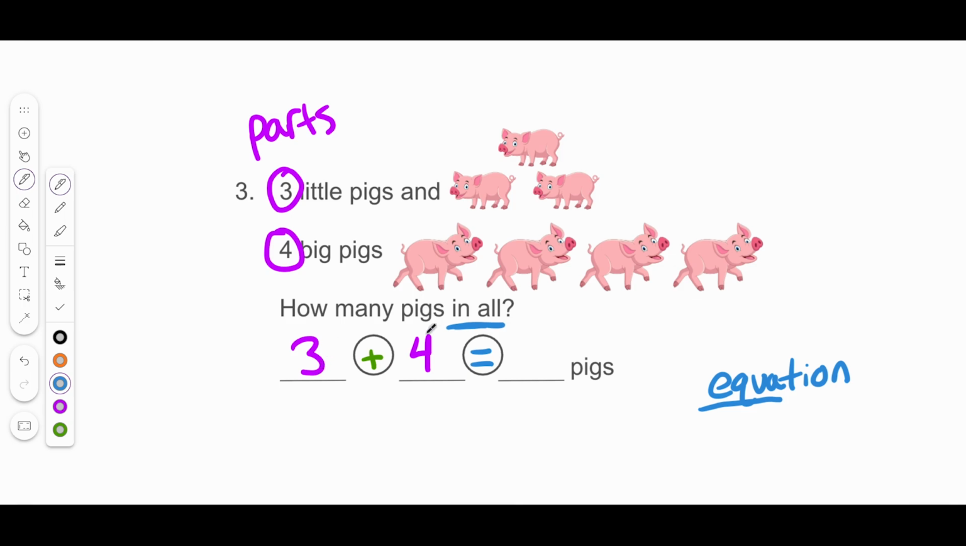3, 4, 5, 6, 7. Or your student might start with 4 and add 3. They might even count all the pigs individually. And the advanced thinking for this one is if your student knows their doubles facts, they can do 3 plus 3 plus 1 more, because 4 is just 1 more than 3, to know that the double fact 6 plus 1 more would be the same as 3 plus 4, giving us the 7 pigs.